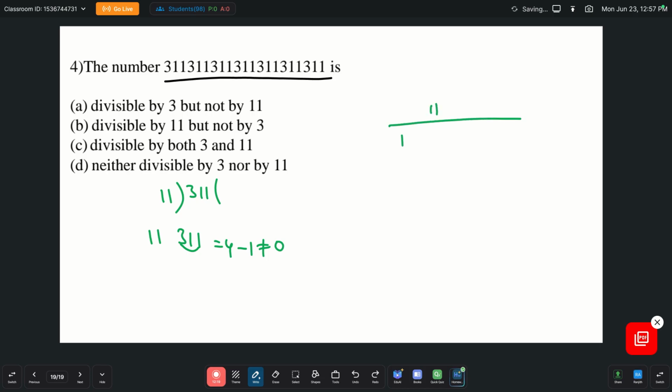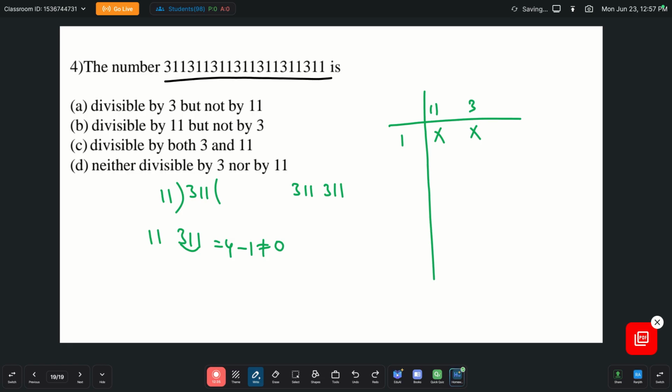It is not divisible by 11 table. It is also not divisible by 3 table. If I take 2 times 311, 311, is the given number divisible by 3 table? In the sense, it is not divisible by 3 table. Why?